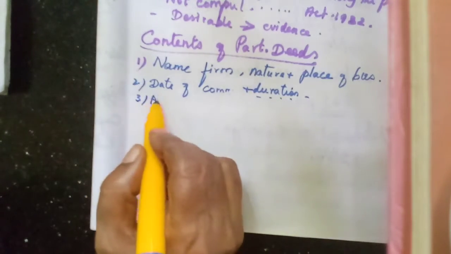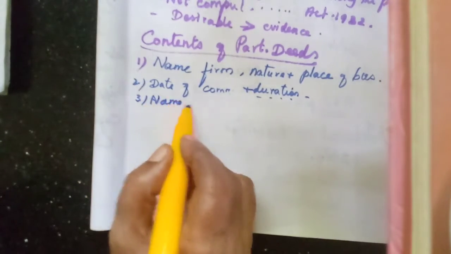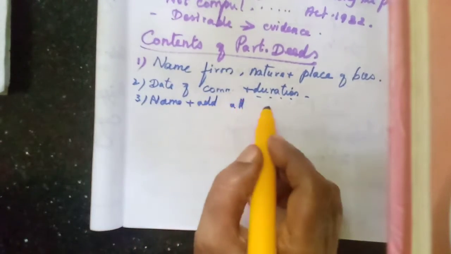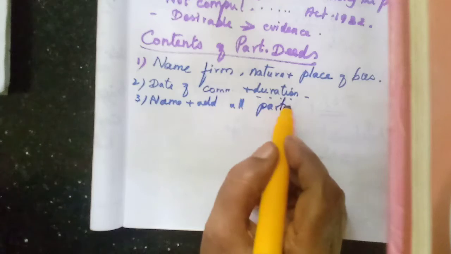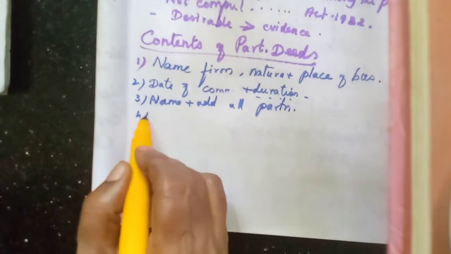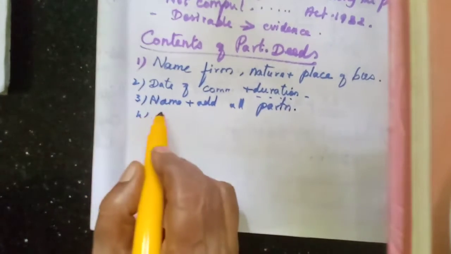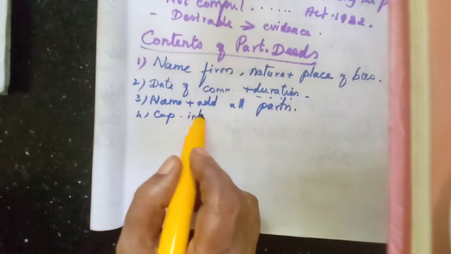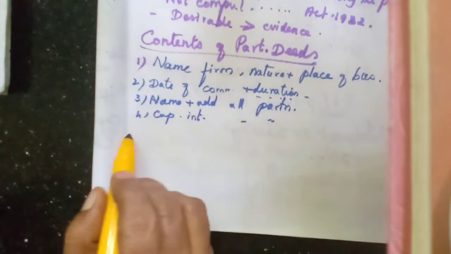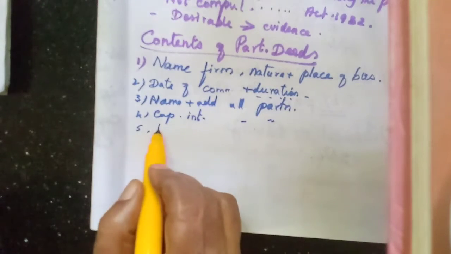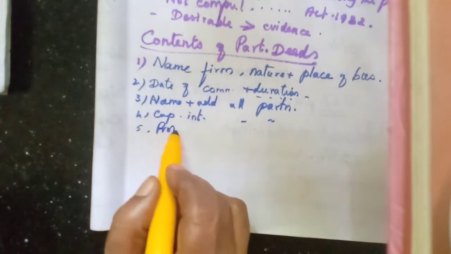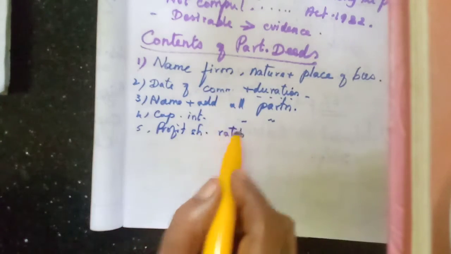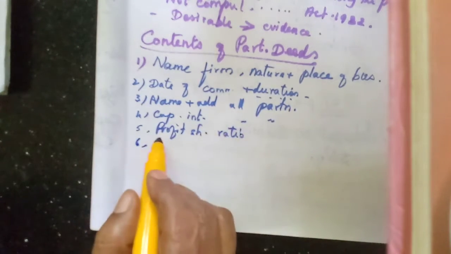Then the name and address of all partners. Name and address of all partners, that is very essential. Then the capital introduced by all partners, how much they have contributed. Then the main thing, the profit sharing ratio. They have to mention the profit sharing ratio.